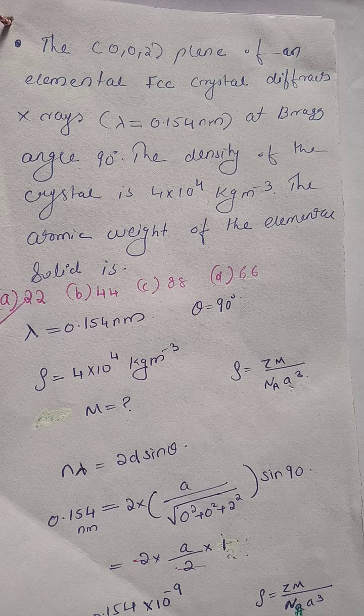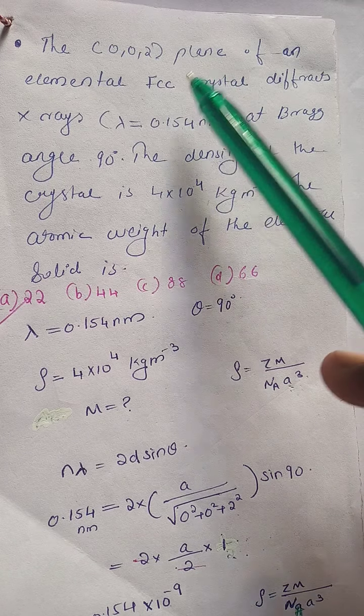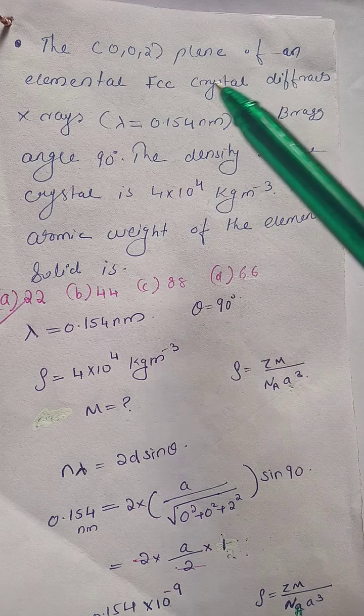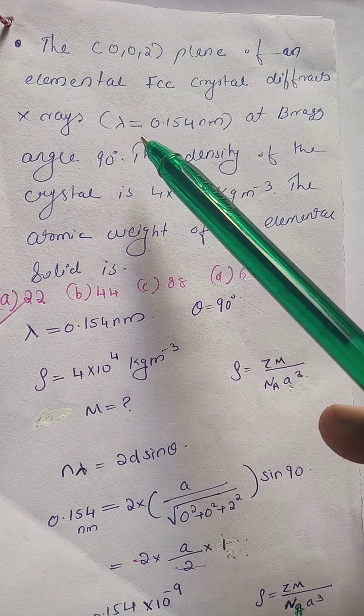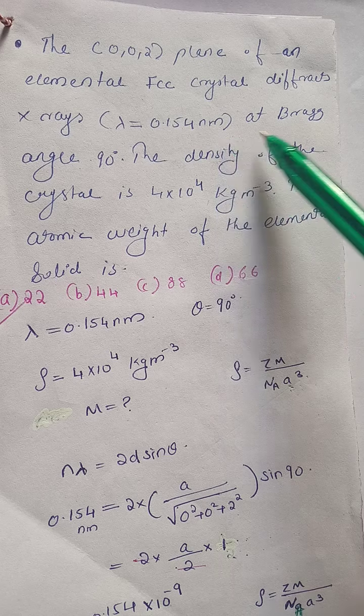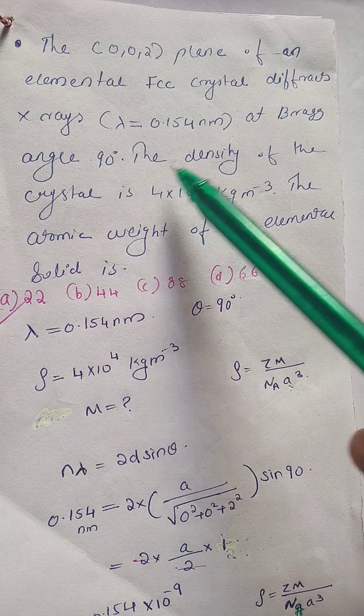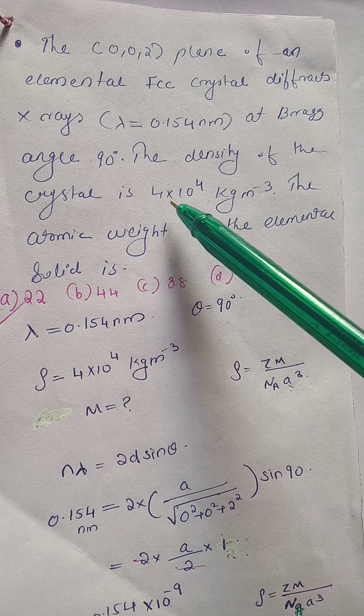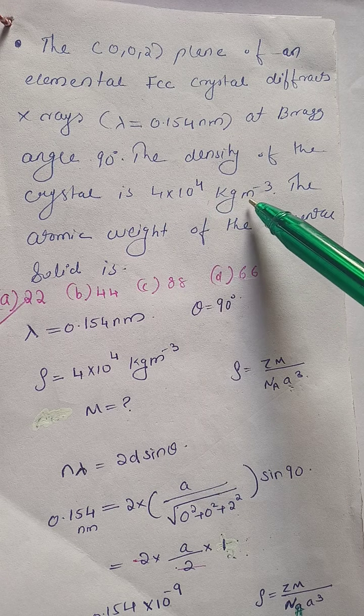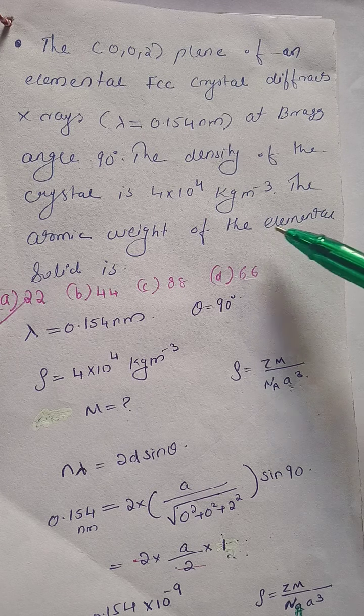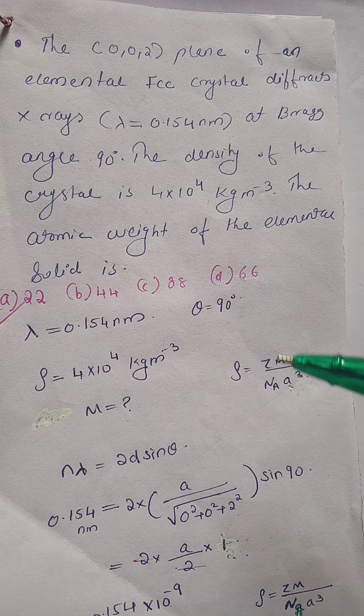Today we are continuing the solid state problems. The first question is: the 002 plane of an elemental FCC crystal diffracts X-rays, lambda equal to 0.154 nanometer, at a Bragg's angle of 90 degrees. The density of the crystal is 4 × 10^4 kilogram per meter cube. The atomic weight of the elemental solid is?